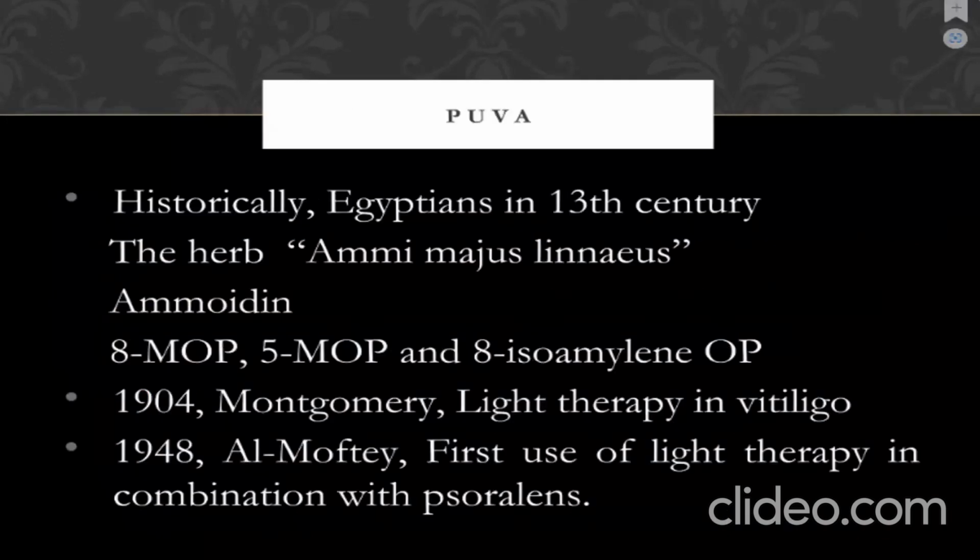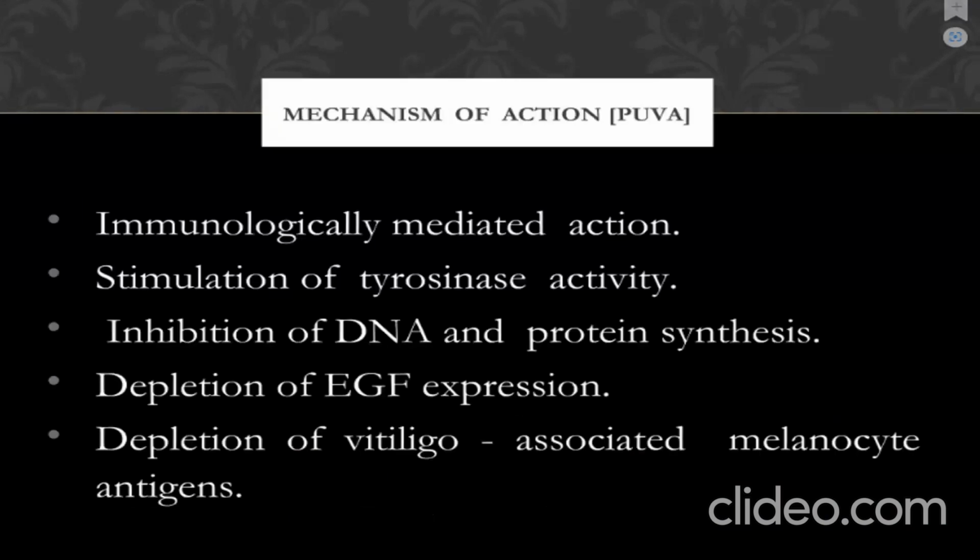Then PUVA treatment, that is psoralen plus ultraviolet radiations. So this ultraviolet or light therapy in combination with psoralen started in 1948 at Al-Mofty. How does it act? It causes immunologically mediated action. It stimulates the tyrosinase activity. There is an inhibition of DNA and protein synthesis, depletion of ICAM expression, depletion of vitiligo-associated melanocyte antigens.